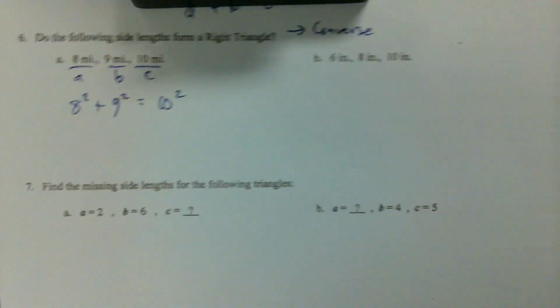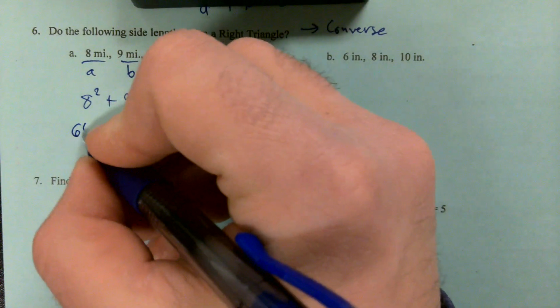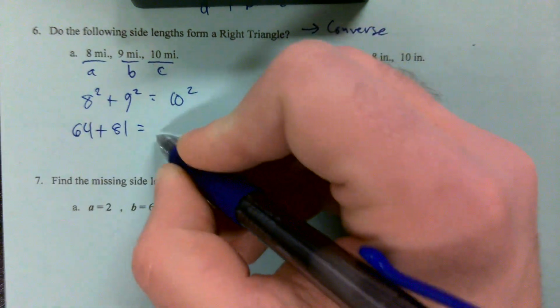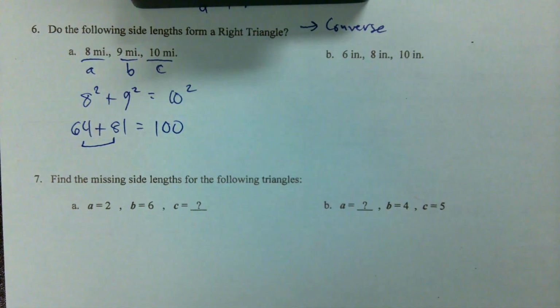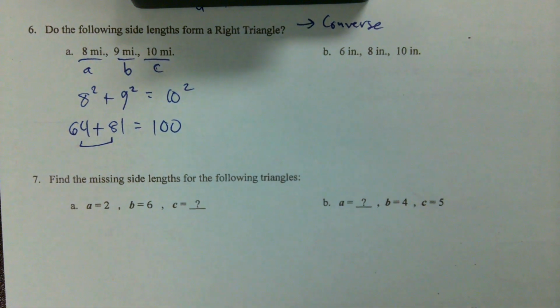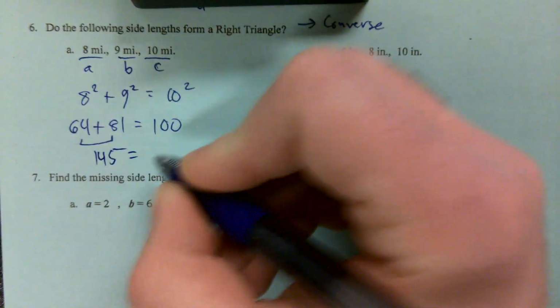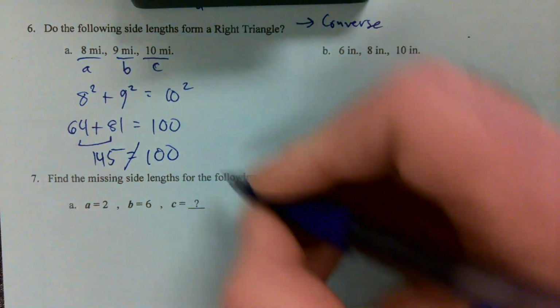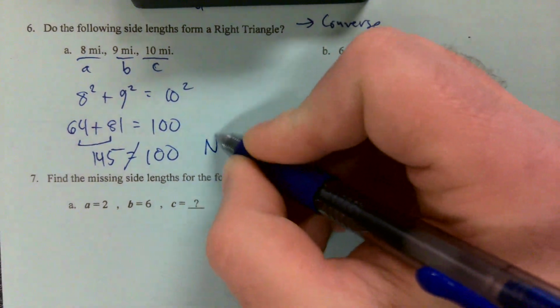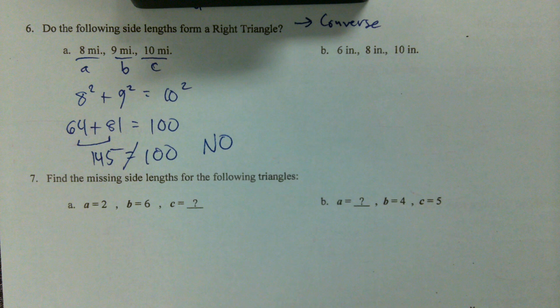All right, what is 8 squared? What about 9 squared? What about 10 squared? I add my left side together and get what? Definitely not 100, 145. Those are not equal, so what's my answer? No, false is not my answer.